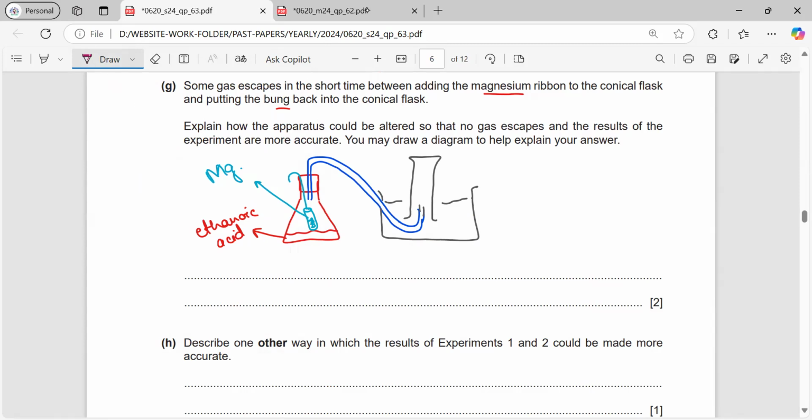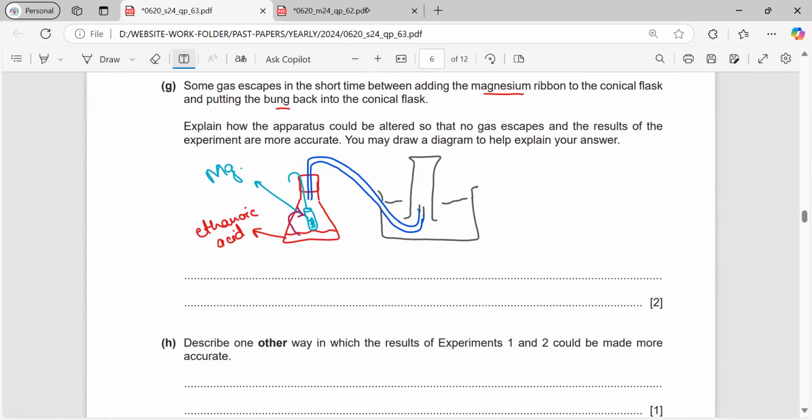Or we can tilt the flask a little bit so that the ethanoic acid will start reacting with the magnesium inside. We can pull the thread or tilt the conical flask, and the two things will react. That's how we can avoid the escape of the gas, because the bung is already on. No gas will be lost.